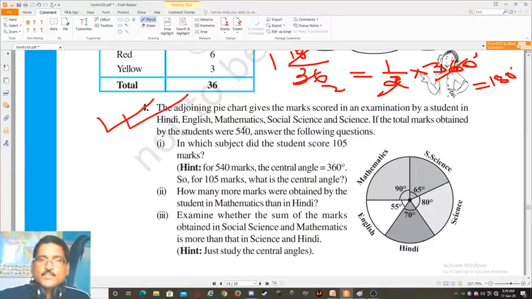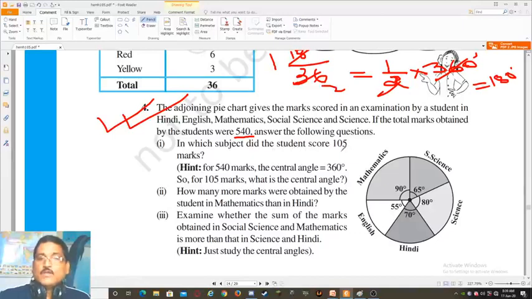Okay, the adjoining pie chart gives the marks scored in an exam by a student in Hindi, English, Maths, Social Science and Science. It was in a bar graph representation. The same question has been given there. Now hints: in which subject did the students score the most, if the total marks obtained by students is 540? 540 is the total marks scored, and in which subject did the student score 105?